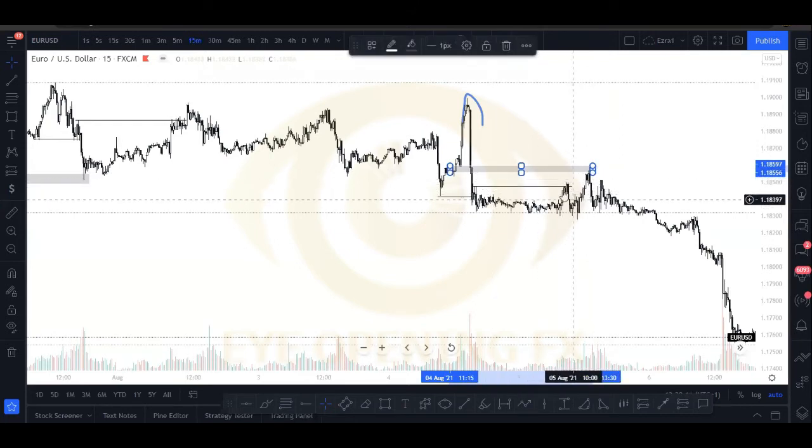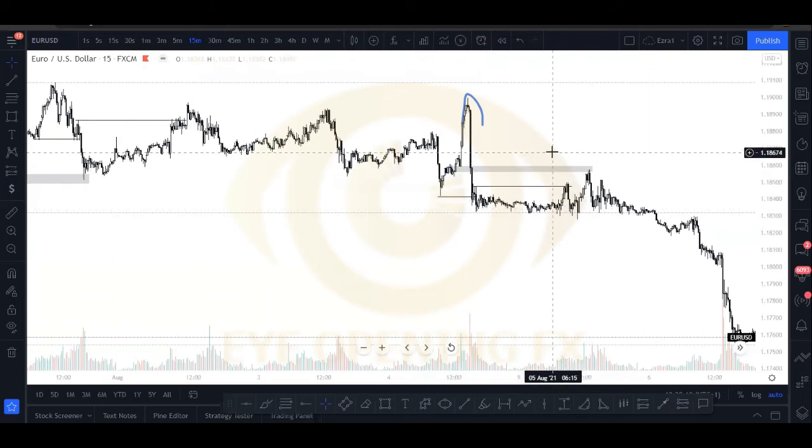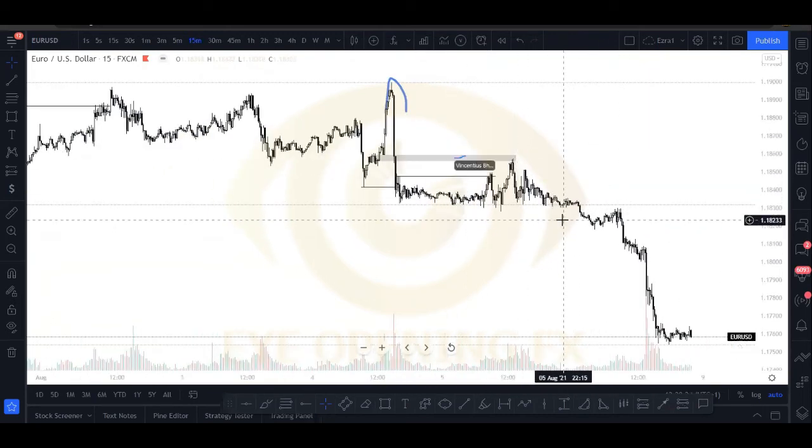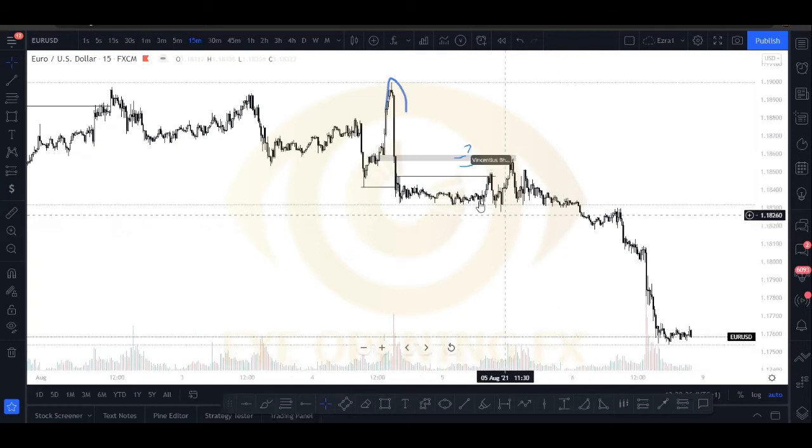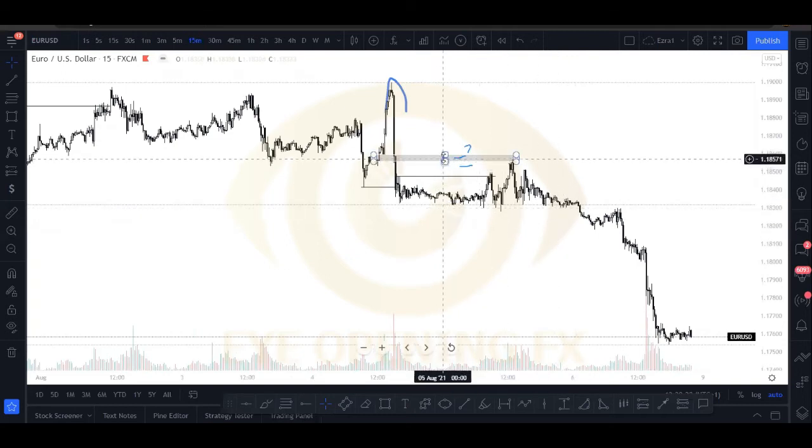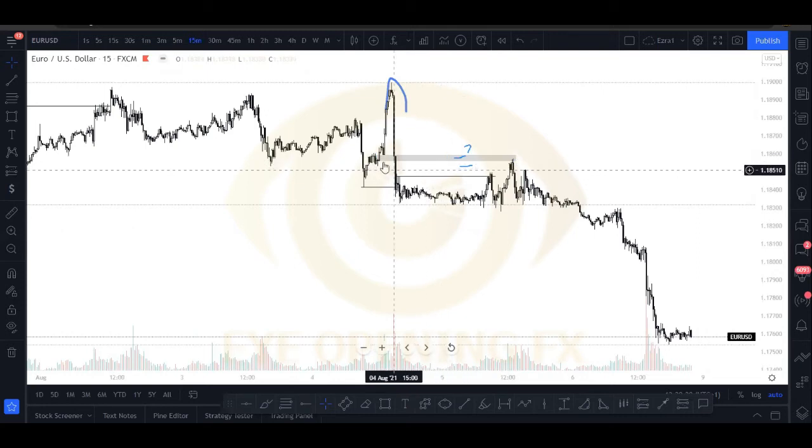So I was able to catch this little sell here based on this first inducement of this first high here and create a low, but there's no momentum. So it came back into the reclaim block before continuation of the sell.